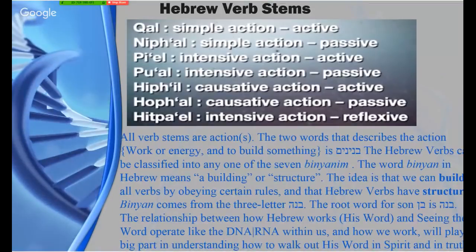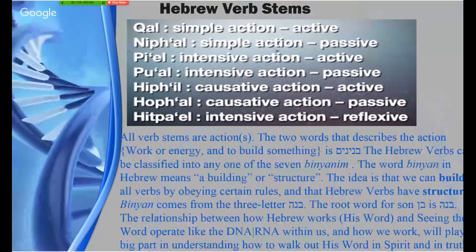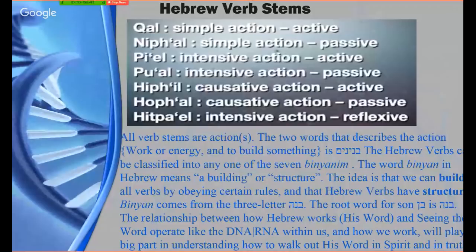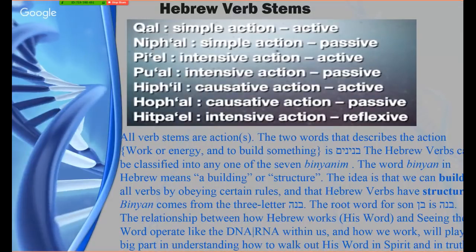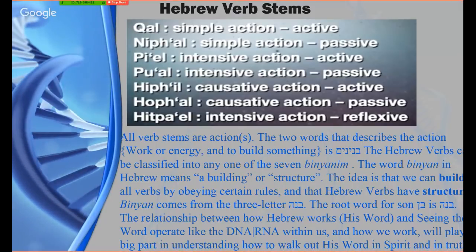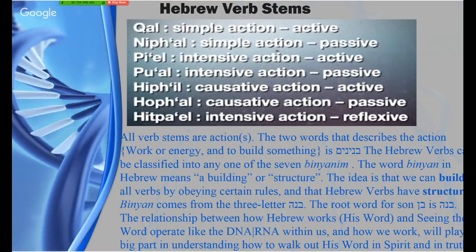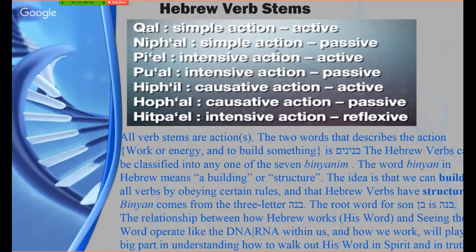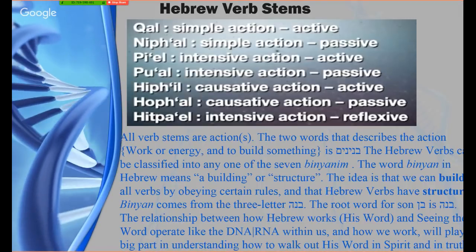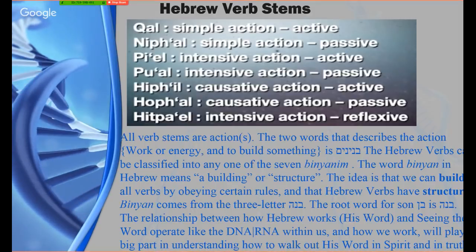So here I put the Hebrew verb stems: the qal, nifal, piel, pual, hifil, hufal, and hitpael. The qal stem is what we call a simple action, its simplest form. That's an active verb, but in its simple form. But notice all the rest of them have the action. Remember I told you about the pey, the ayin, and the lamed? They're in all the rest of these. The last one, the hitpael, is reflective, this is what you do to yourself. This is the issue that a lot of people are not seeing. The intensive action is what you do to yourself in the hitpael pattern. So all verb stems are actions.